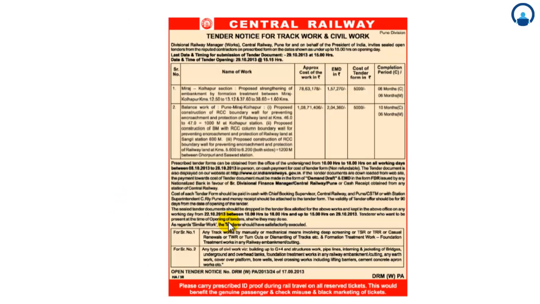One from Central Railway. Now, is there any similarity between this one and the previous two? Look at it carefully. Yes, it appears similar to the previous two. You find an EMD, you find a cost of tender documents, then you find that tender forms can be purchased from so-and-so office at so-and-so time and date. There's a time for submission of the tender documents. So everything is the same.